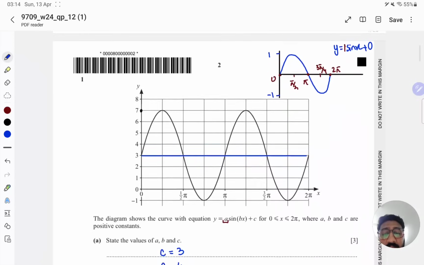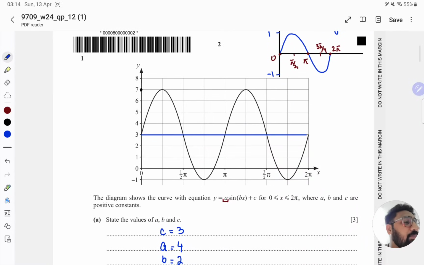So x being 1, basically pi by 2, which is 1.5, and pi by 4, pi by 4 is 0.